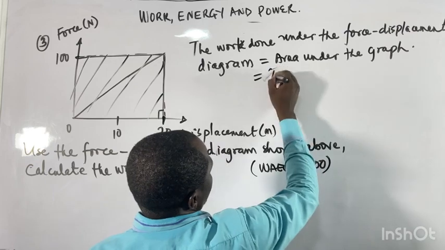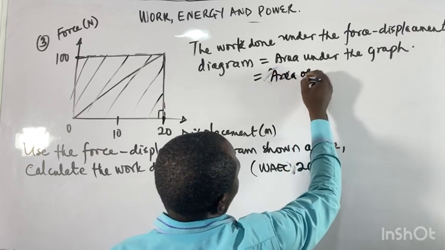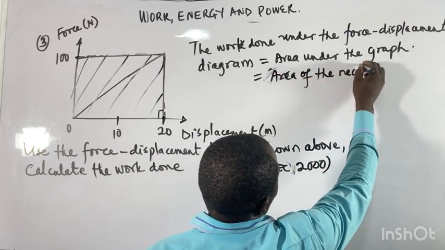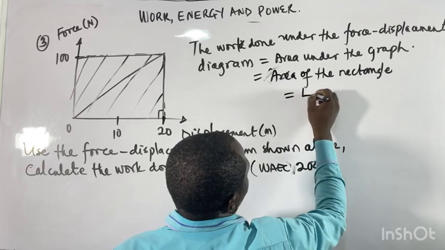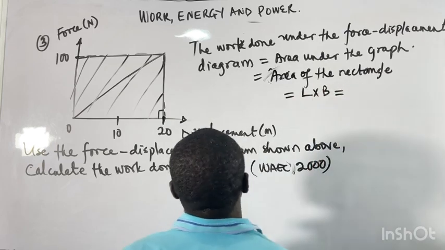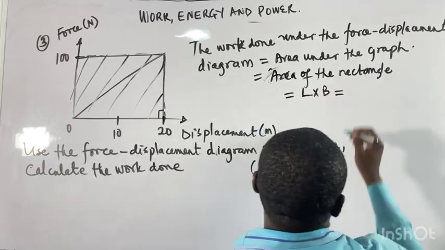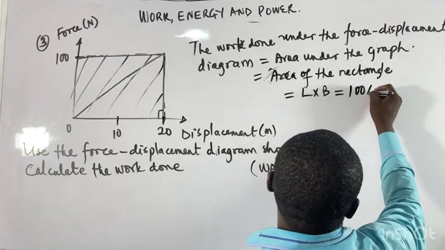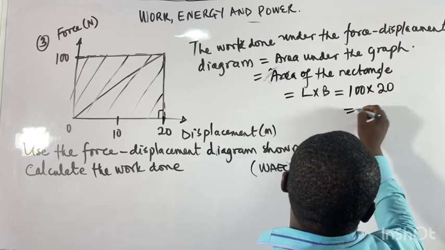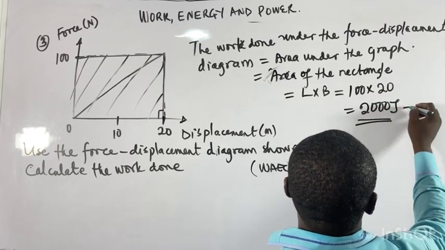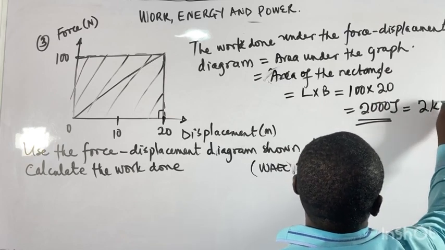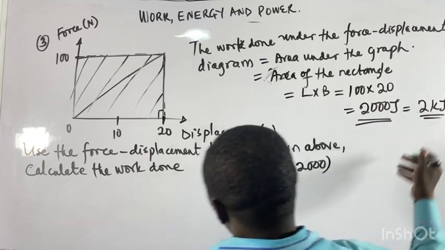So this equals the area of the rectangle, and that is length times breadth. And the length times breadth here is 100 times 20, and that gives us 2,000 joules. 2,000 joules, or you can write it as 2 kilojoules. So that's how we solve that question.